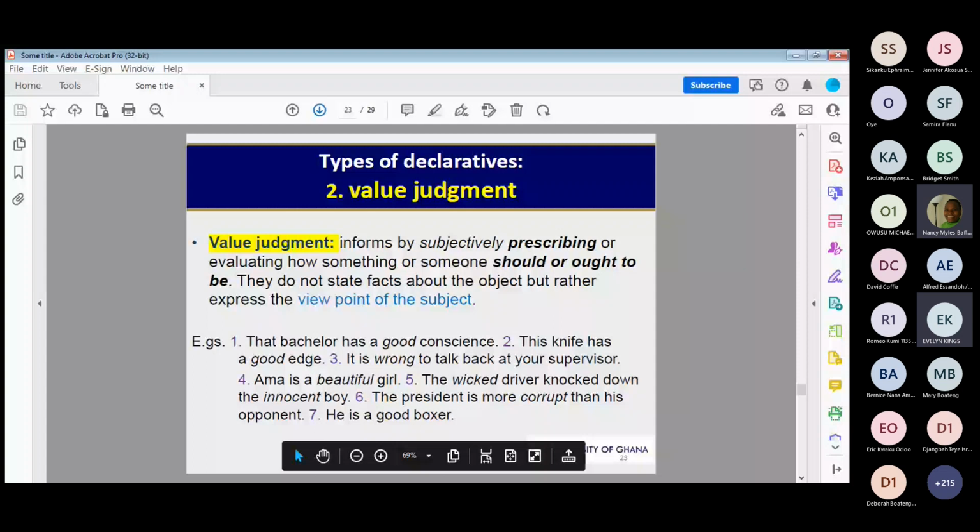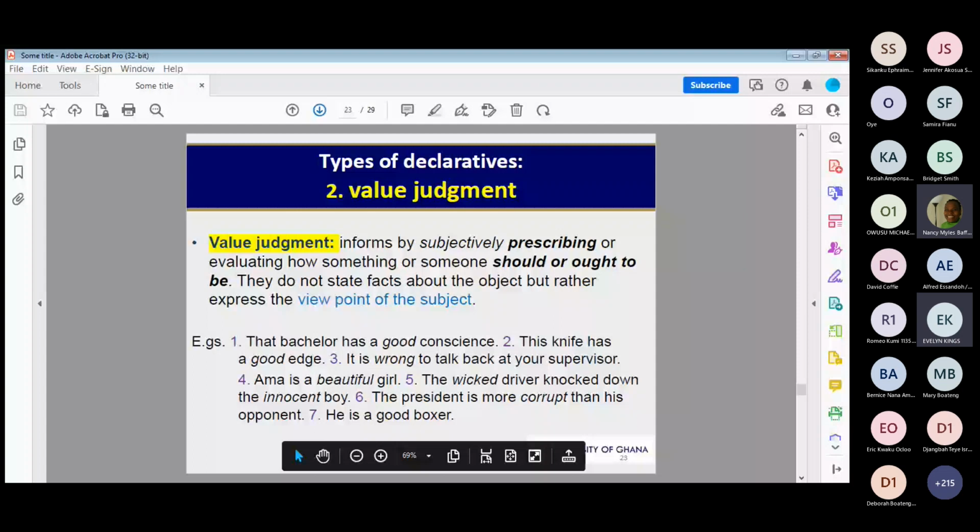Look on my screen now. Innocent, wicked. Look at a reporter reporting to a certain TV station or radio station in Ghana: that wicked driver, look on my screen, example 5 now, knocked down the innocent boy. This is not a factual matter. This is a value judgment. The person is already prescribing judgment before reporting to you. Tell us what you saw on the field. Don't impose your impression of the issue onto us. Let us make our own assessment of the matter.